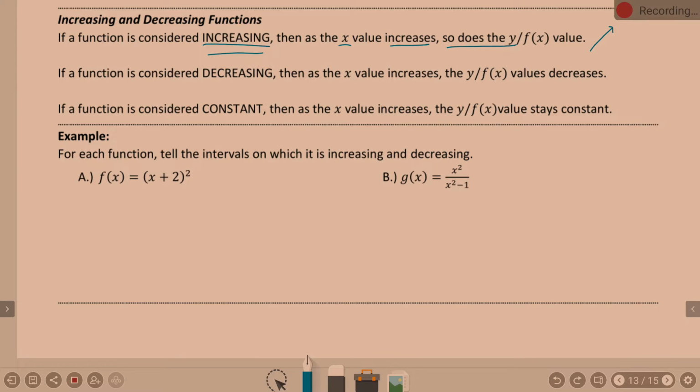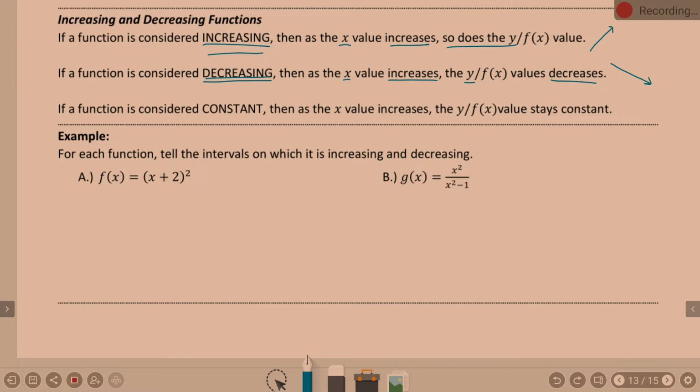Okay, a function is considered decreasing if as the x values increase, so again, that's as you move across the paper to the right, the y values are decreasing. So as you move across the paper to the right, and we draw left to right, but moving in a downward fashion, that is a decreasing function.